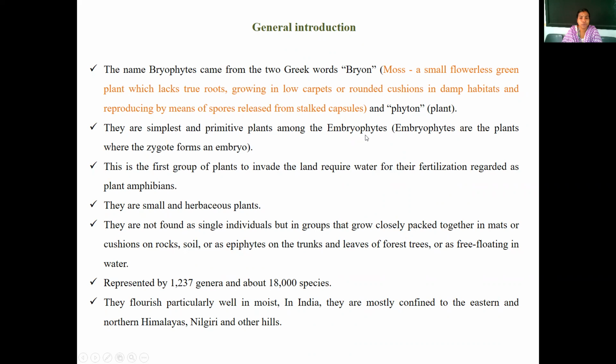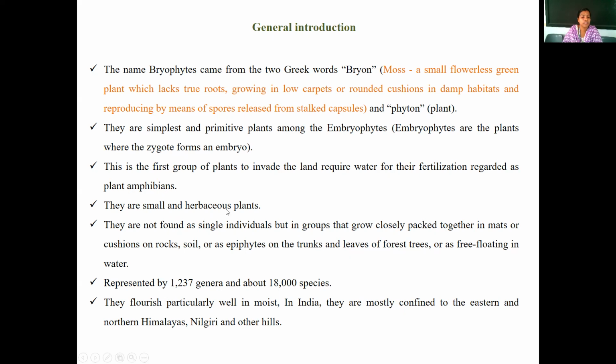embryophytes. Embryophytes are the plants where the zygote directly forms an embryo. We call them embryophytes. The study of embryophytes, we call it embryology. And the bryophytes are the first group of plants to invade the land. They need water for fertilization, so they are commonly called plant amphibians.